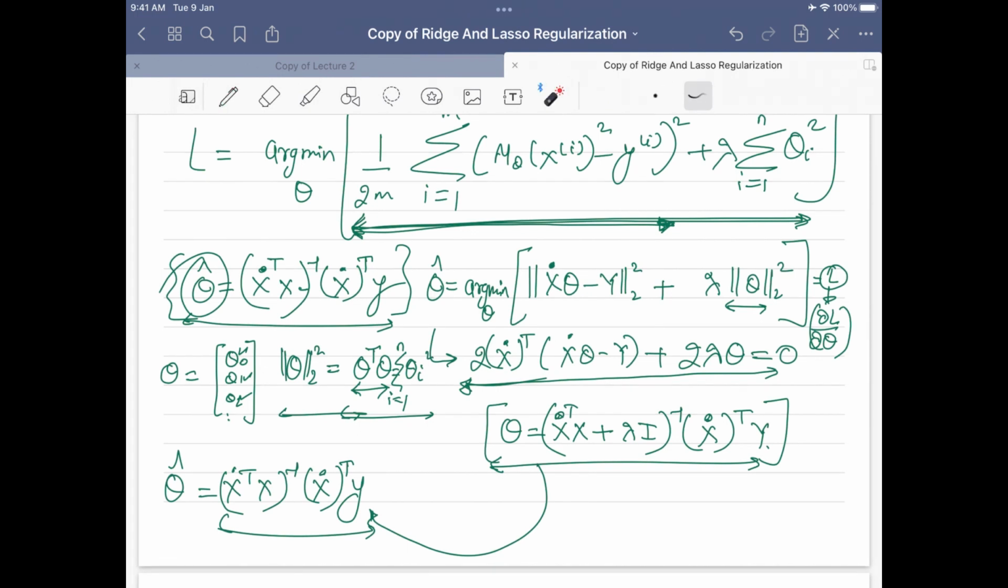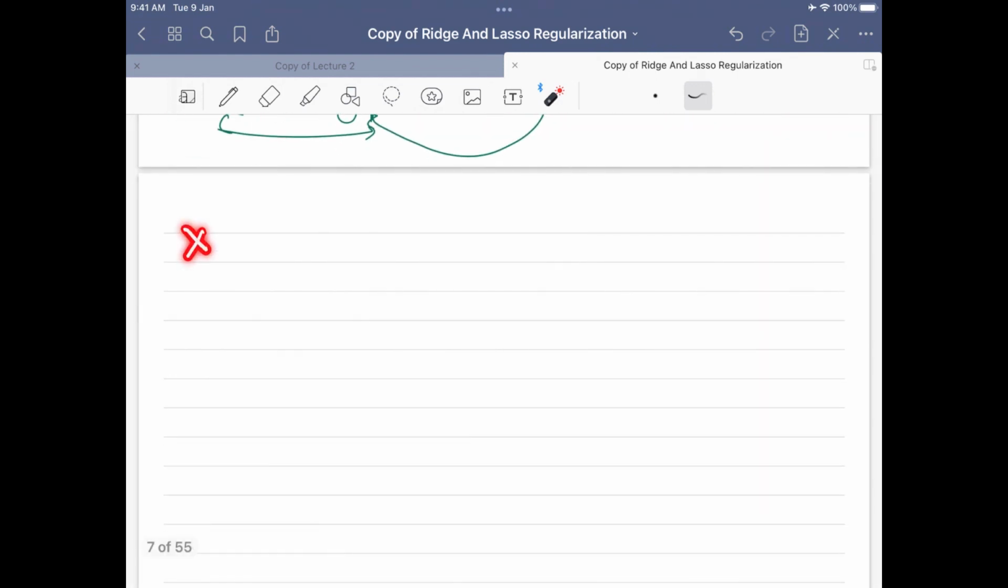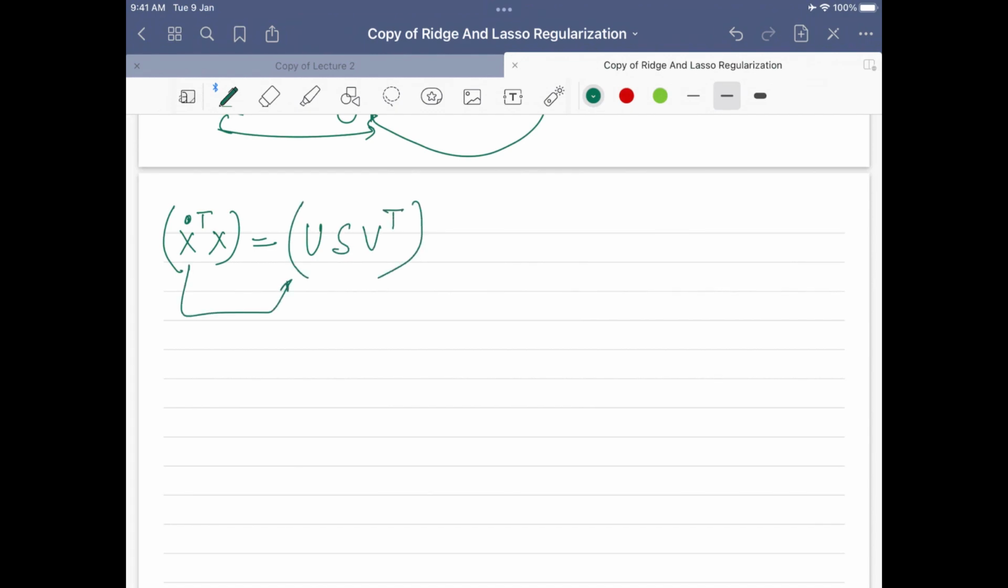So basically, if you see this particular thing, you are taking an inversion of the matrix. If you are taking inversion of the matrix, let me show you what will happen. Here you have this particular matrix, X transpose X. If you do an eigenvalue decomposition of this, you will get U S V transpose, where U is the eigenvector matrix and S is basically the eigenvalues matrix.